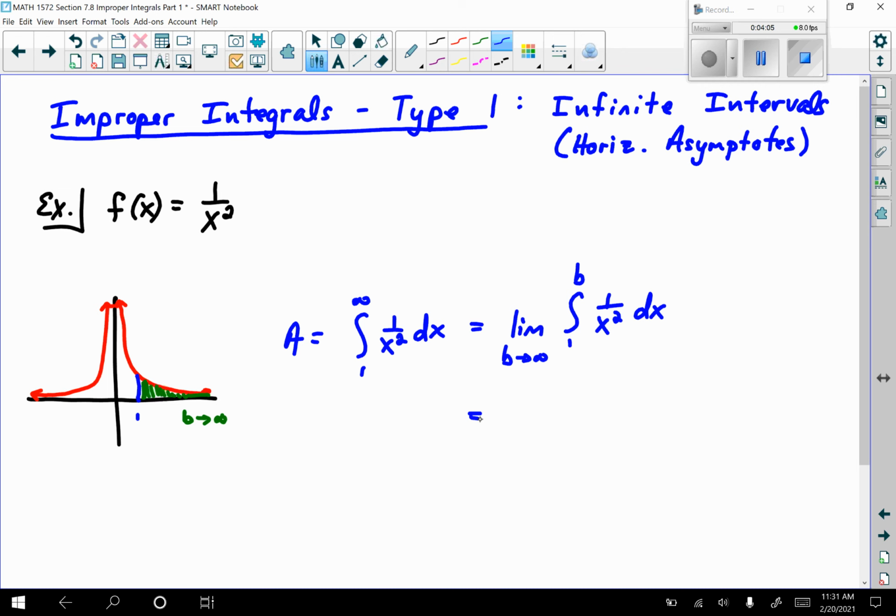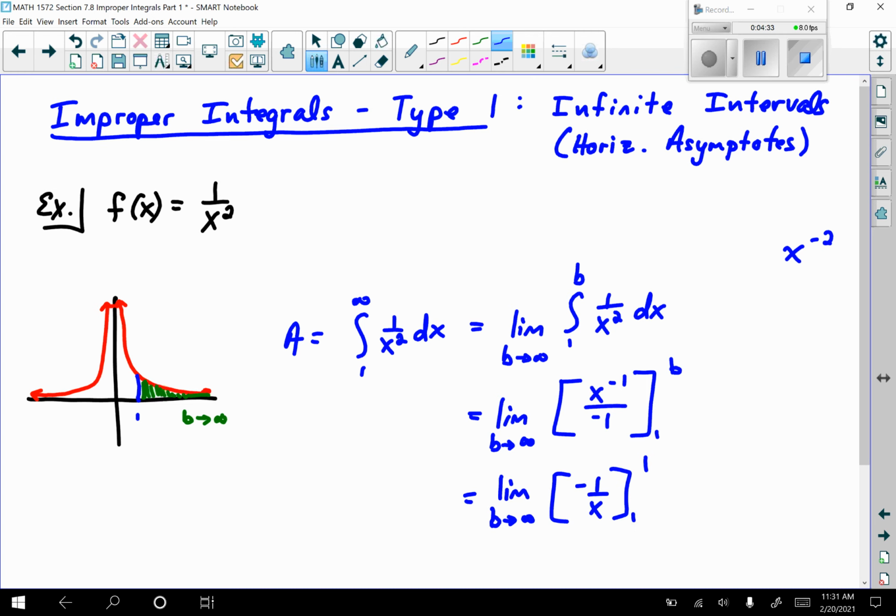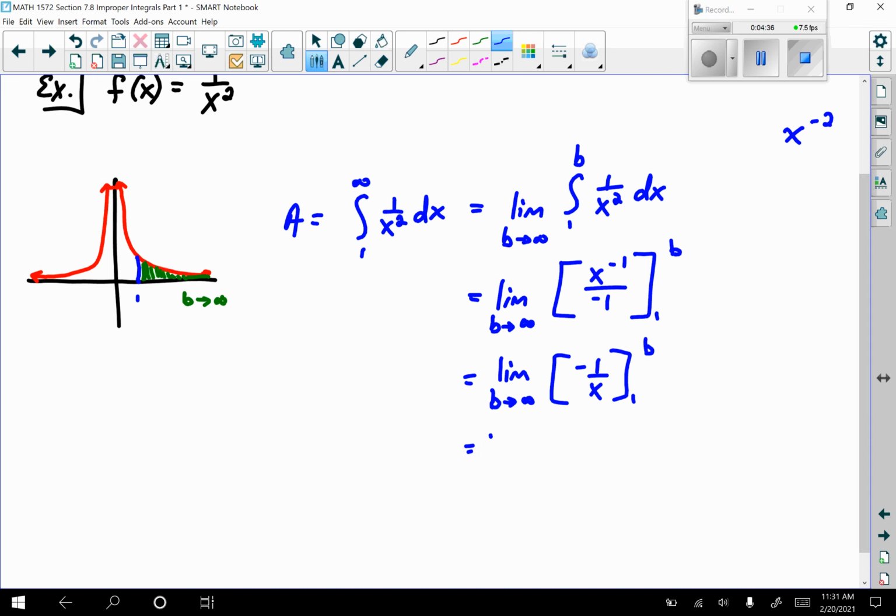And then I simply keep the limit notation with this until the very end. I'll go ahead and take the antiderivative here. Recall 1 over x squared is the same as x to the negative second. So using just the power rule for antiderivatives, this will become x to the negative first over negative 1, from x equals 1 to x equals b. I'm going to rewrite that to help us evaluate a little bit easier. So this will become negative 1 over x from 1 to b. So now this will become negative 1 over b minus negative 1 over 1.